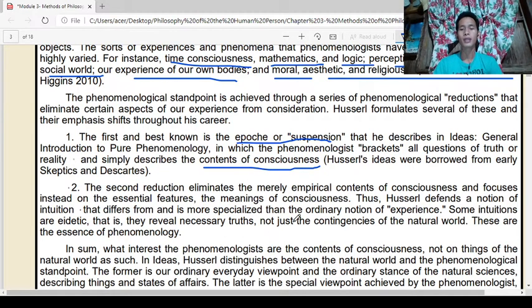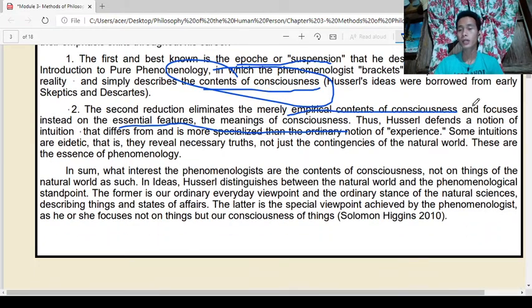The second reduction eliminates the merely empirical contents of consciousness, focusing instead on the essential features and meanings of consciousness. So to think like a phenomenologist is achieved through a series of phenomenological reductions. The first one is suspension, bracketing all questions of truth or reality by simply describing the contents of consciousness. And then the second reduction eliminates the empirical contents of consciousness, focusing instead on the essential features and meaning of such consciousness.